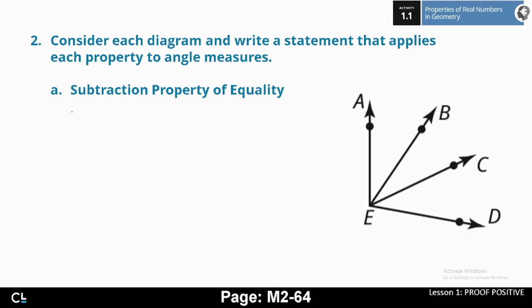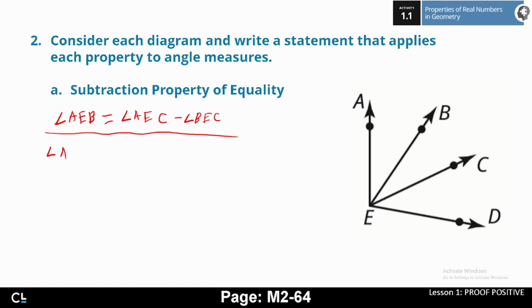So for instance, we could say that angle AEB, which is this small angle here, is equal to angle AEC minus angle BEC. Basically, that's it. Right?